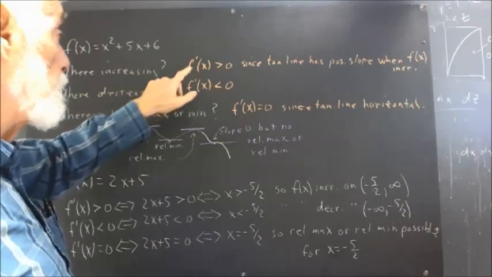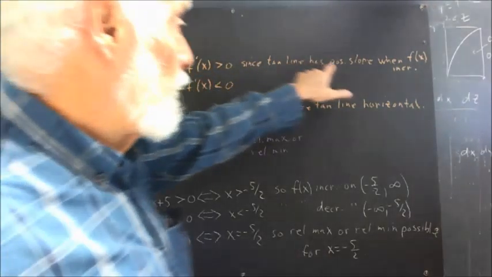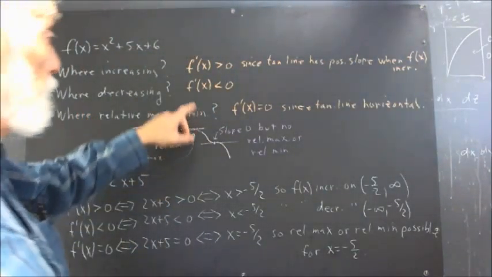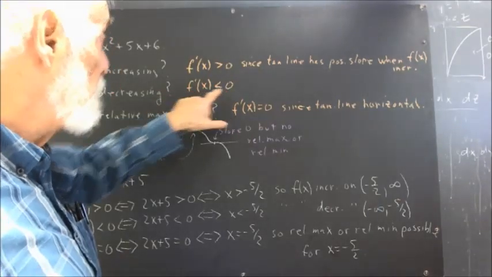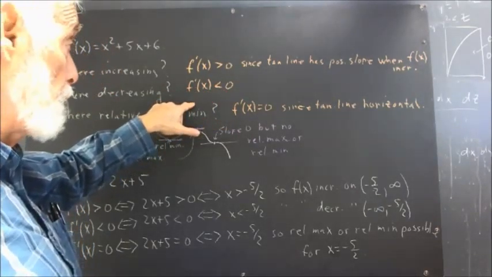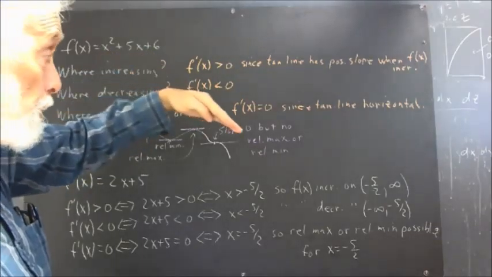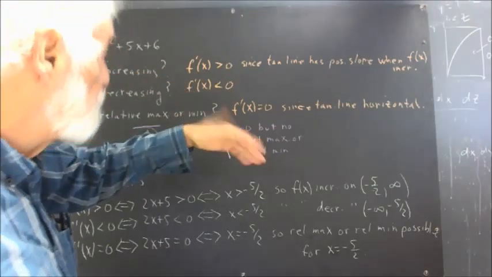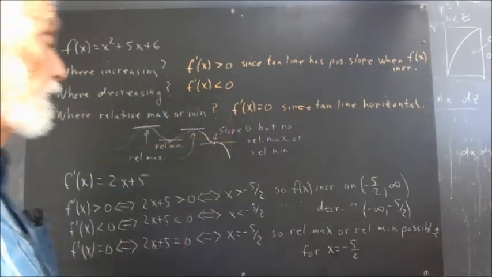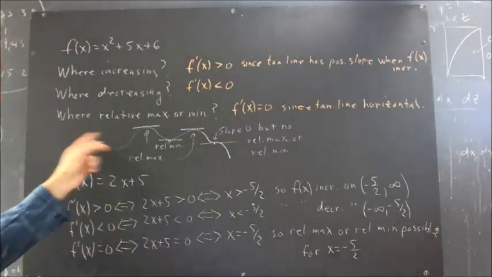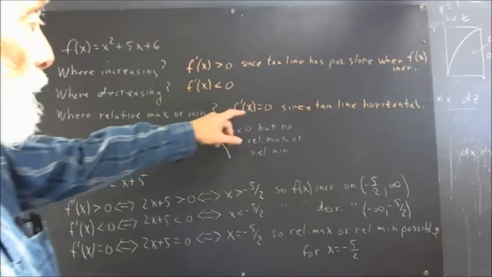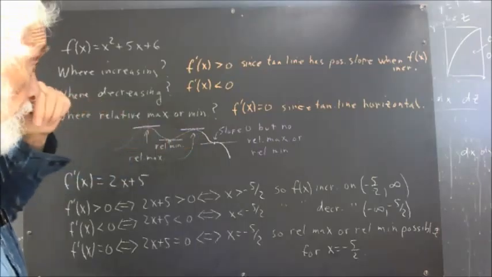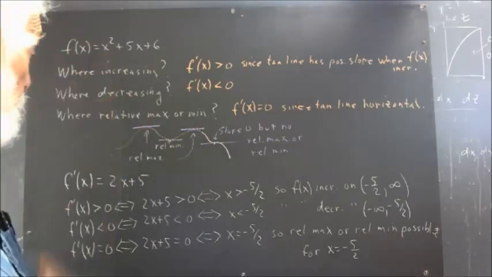So if the function is increasing, the derivative is positive since the tangent line has a positive slope where f is increasing. Okay, where is it decreasing? Well, it's decreasing where the derivative is less than zero because, again, the derivative is the slope of the tangent line. And if the derivative is negative, that means the function is decreasing. If the tangent line has a negative slope, the function is decreasing, therefore the derivative is negative. And relative maximum or minimum occurs when the derivative is zero, since in that case the tangent line would be horizontal and the slope of a horizontal line is zero.